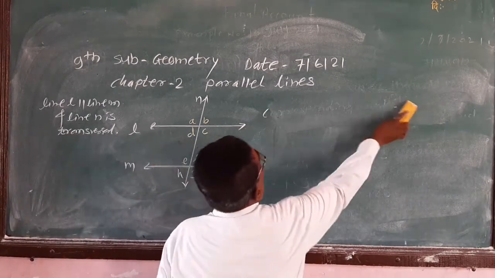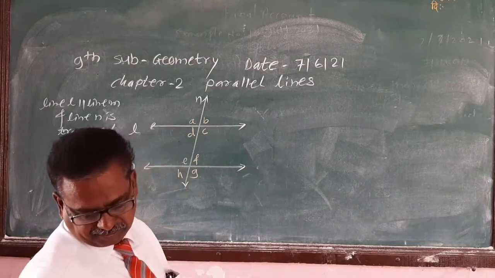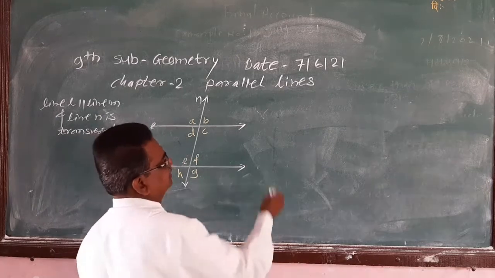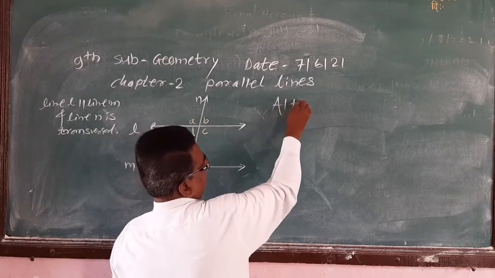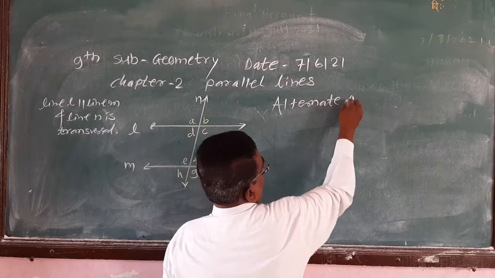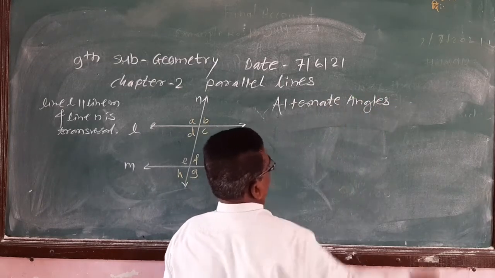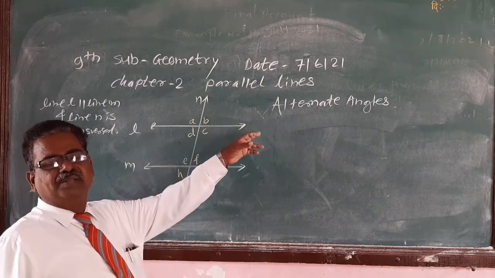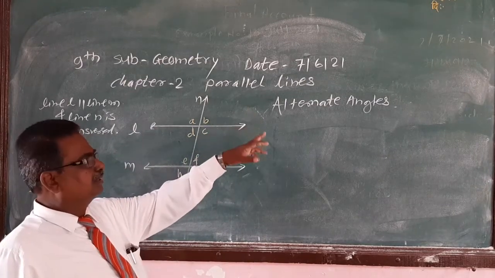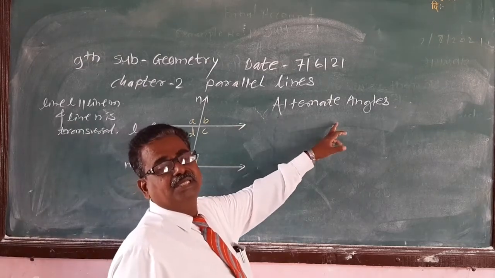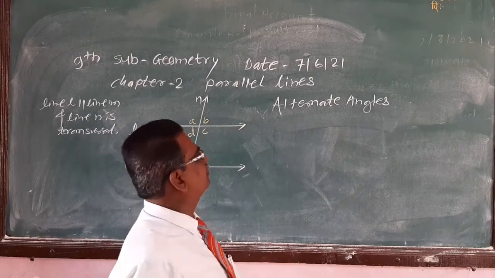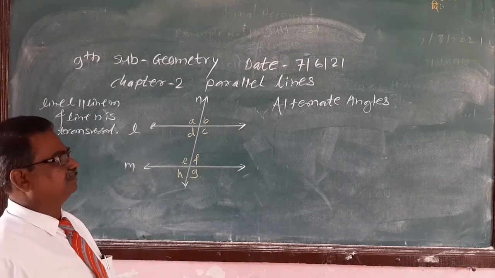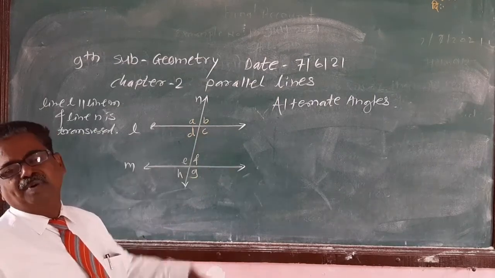Now, next, the pairs of alternate angles. First of all, we see corresponding angles. In Marathi we say sangat kon. These alternate angles in Marathi we say vikram kon. The alternate angles are on both the sides of the transversal. There are two types of alternate angles.